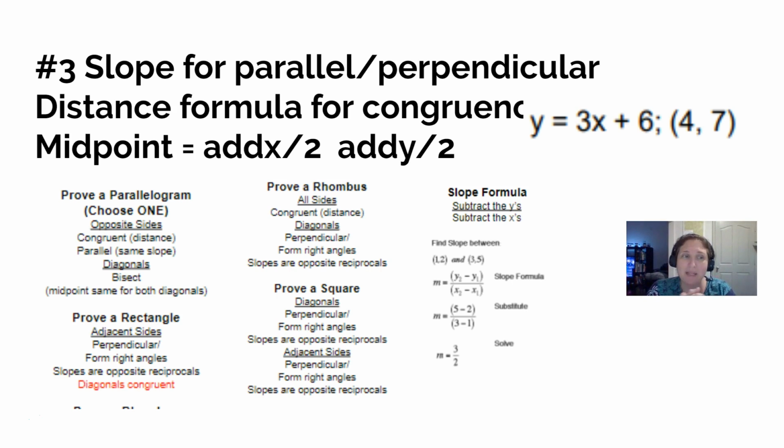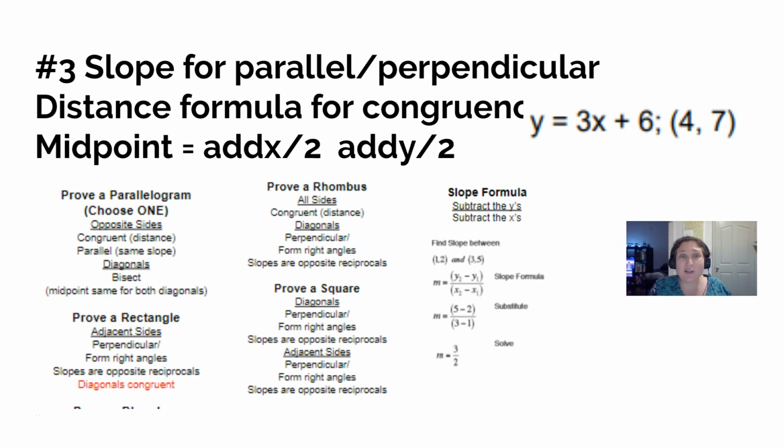Next, number 3. Slope for parallel and perpendicular. You'll have one question where you have to prove parallel, rhombus, stuff like that, parallelogram. Opposite sides, you just got to know it. Opposite sides are congruent in a parallelogram. Opposite sides are the same, same slope. Diagonals bisect each other. Hint, bisect, midpoint. Add the x, divide by 2. Add the y, divide by 2.